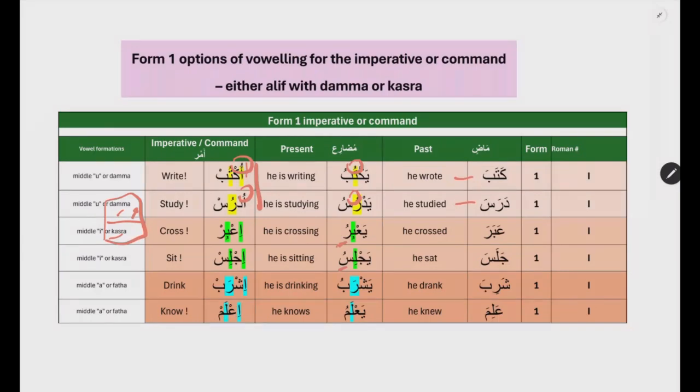Now we've covered the u version already. The u applied in the case where the middle letter has a dhamma, so the alif takes a dhamma. Here, because it's a kasra, the rule is the alif takes a kasra as well. Okay?